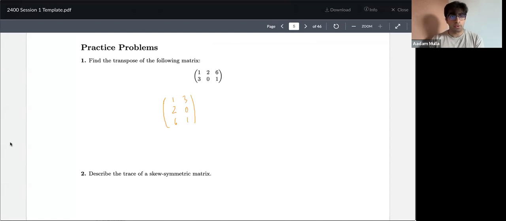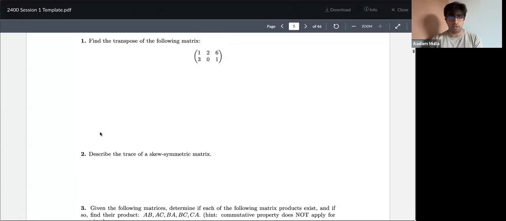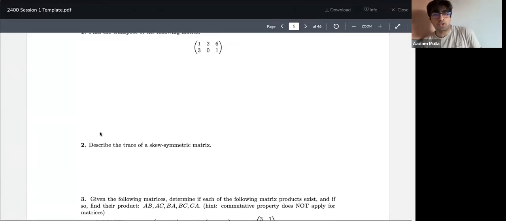Okay. Problem 2. Take a second and think about this. I'll give a minute. This is a more interesting problem. It's saying describe the trace of a skew symmetric matrix. So it's saying in general, let's recall what skew symmetric means. Skew symmetric means that the matrix is equal to the negative of its transpose. And we're interested in the trace of it. So take a second to think about that.